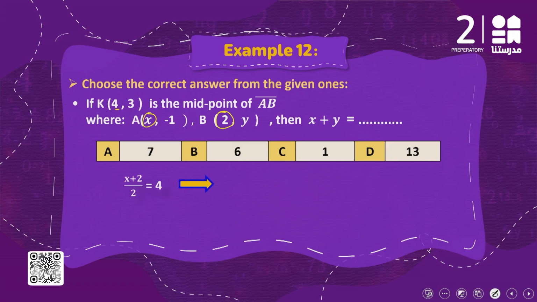To solve this equation, you have to multiply by 2 to cancel out this one. Now you have X plus 2 equal to, step by step, 8. Now what is the value added to 2 to be 8? For sure it's 6. X equal to 6. Now let's find Y.